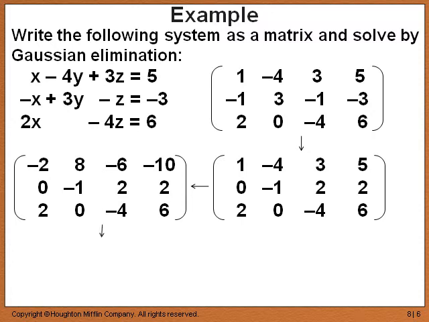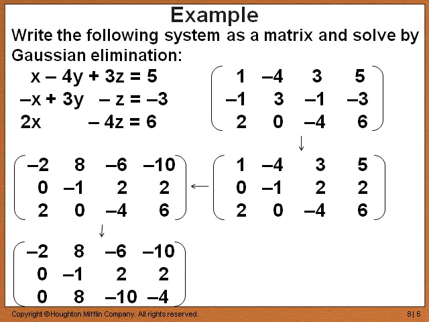Now, we can add row 1 to row 3, and we end up with this matrix: negative 2, 8, negative 6, negative 10; 0, negative 1, 2, 2; and the now modified third row, 0, 8, negative 10, negative 4. And we can see we are getting closer to row echelon form.